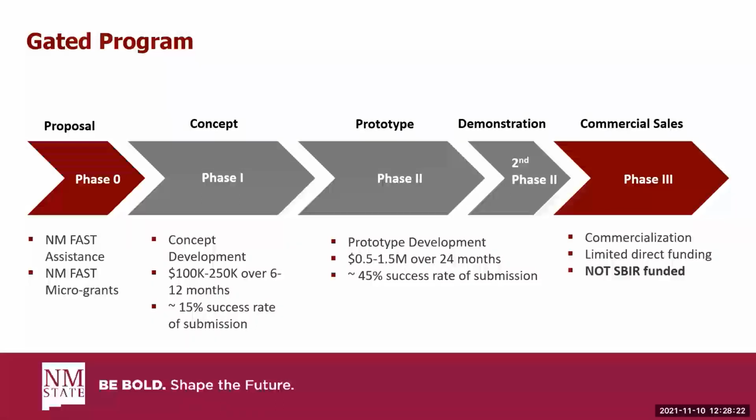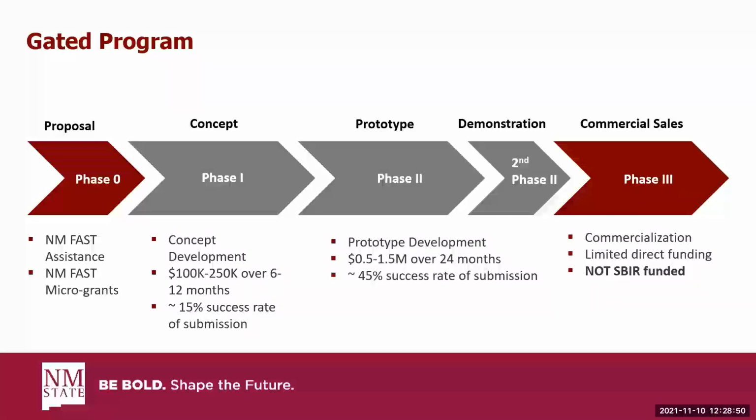We also talk about what we call a phase 0. So that's kind of your proposal development stage. That's really where NMFAST, where I know there's a lot of people on Zoom that aren't in New Mexico, so other FAST sites, SBDCs, other organizations like that will help with the phase 0. We provide very comprehensive proposal development assistance, which I'll talk to you guys about in a little bit, and also microgrants. So there is some funding available at the phase 0 stage.